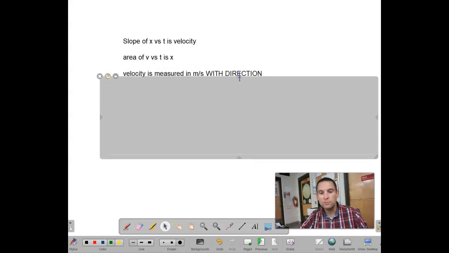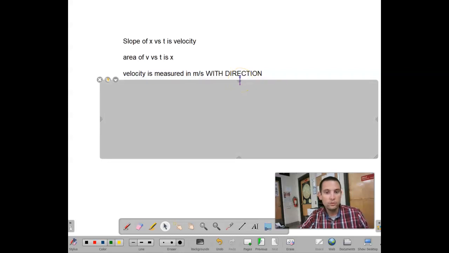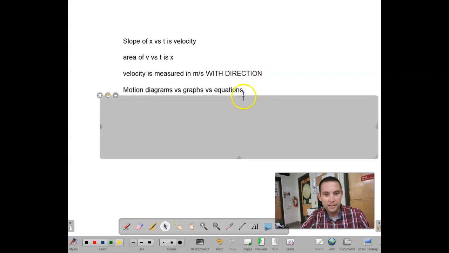Velocity is measured in meters per second with direction. So this is the vectors versus scalars. Speed is just a scalar. It's just going to tell you how fast. Velocity includes your forwards, backwards, up, down, north, south, positive or negative. So direction has to be indicated.